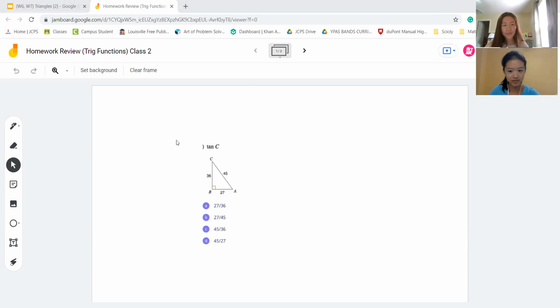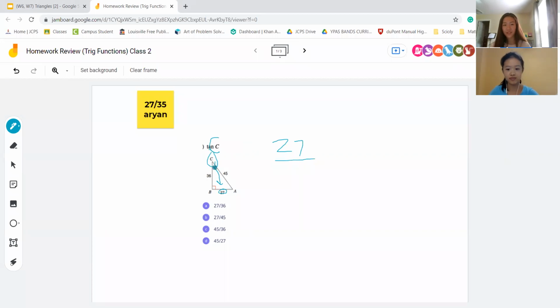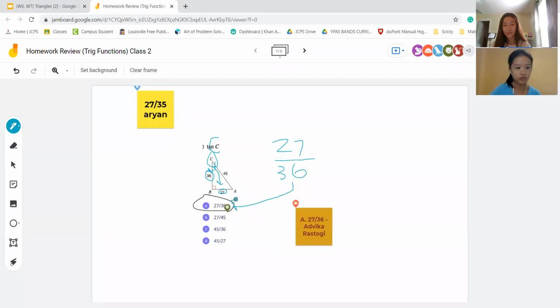I don't know why that parentheses thing is there, but tangent of C. So C is here. Tangent is opposite over adjacent. So the opposite one, the one across, is 27. And adjacent, the one next to it, is right here, 36. So the answer would be A.